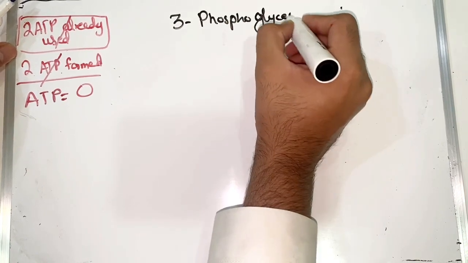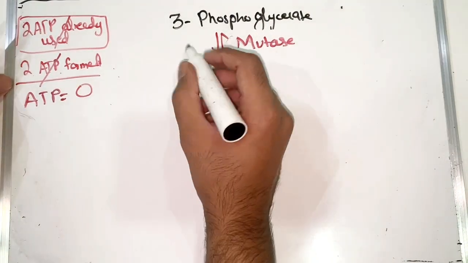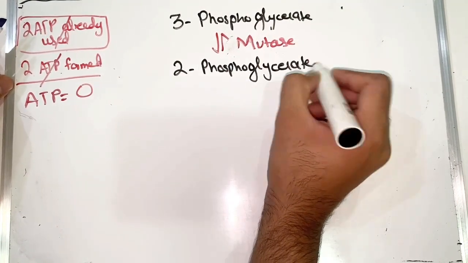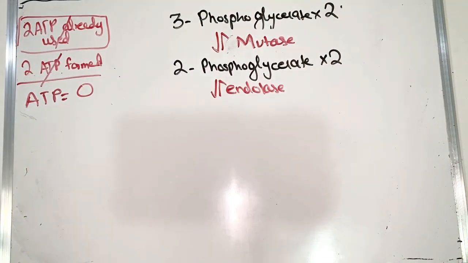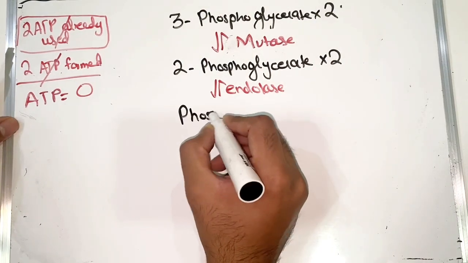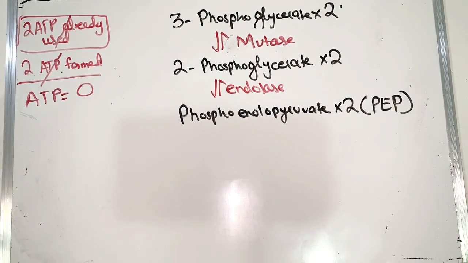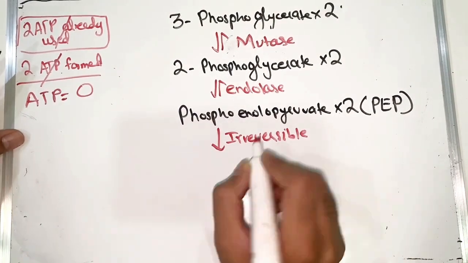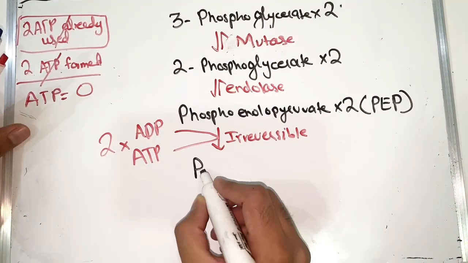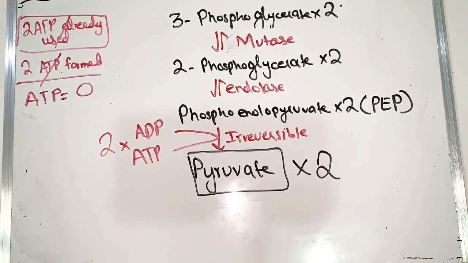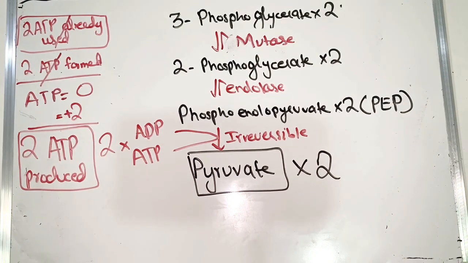After 3-phosphoglycerate, it converts into 2-phosphoglycerate by the enzyme called mutase. We will get two molecules of each. After it, two molecules of 2-phosphoglycerate will be converted to two molecules of phosphoenolpyruvate by the enzyme called enolase. The last step is irreversible, which will give us two more molecules of ATP and we will get pyruvate by the enzyme called pyruvate kinase. And at the end we will get 2 ATP produced from glycolysis.